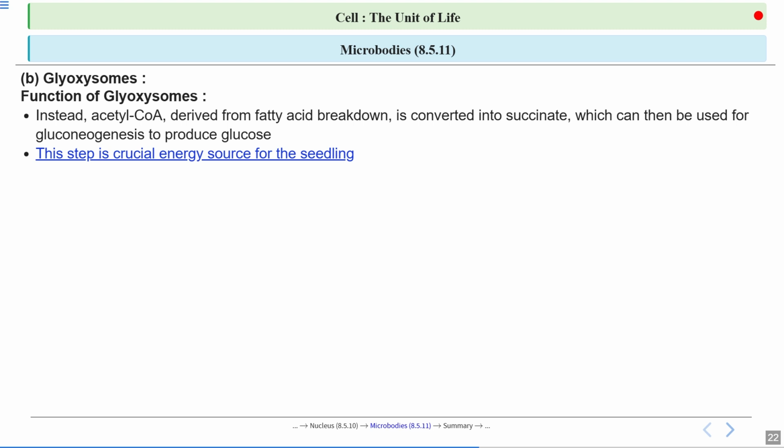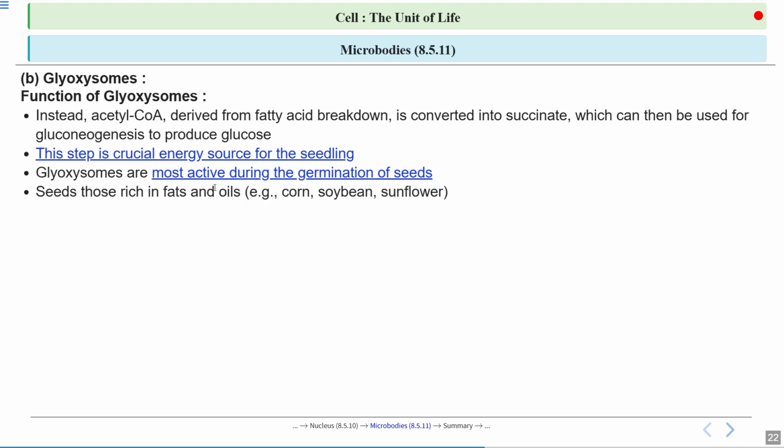This step is a crucial energy source for the seedling. So when there is seed germination, you require carbohydrates. So carbohydrates are being provided to the seed for germination by this process. Now, glyoxysomes are most active during the germination of the seeds. They are very important for the germination of the seeds and they are quite active at that time because they are converting fats into carbohydrates. Now, in seeds rich in fats and oils, for example corn, soybean, and sunflower, the glyoxysomes are, you can say, more in number.